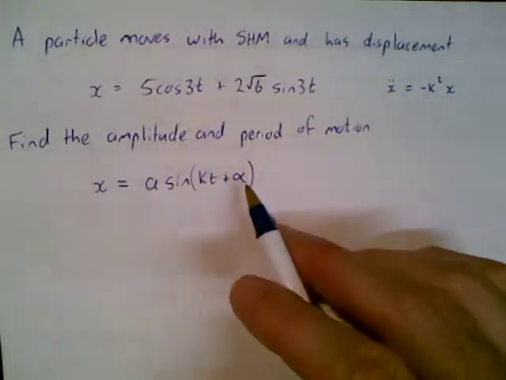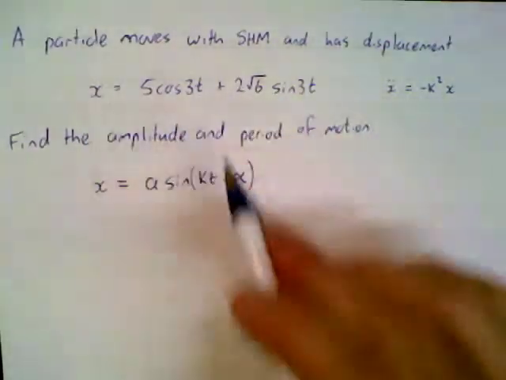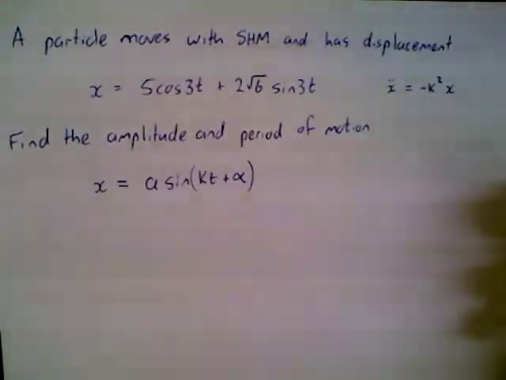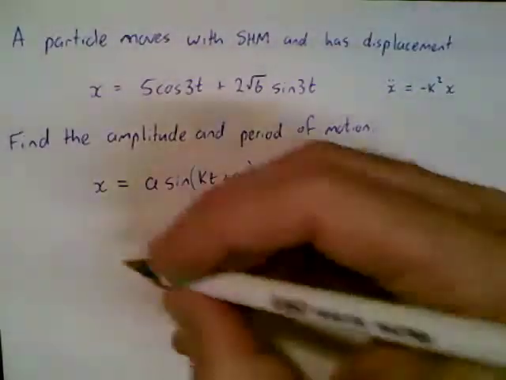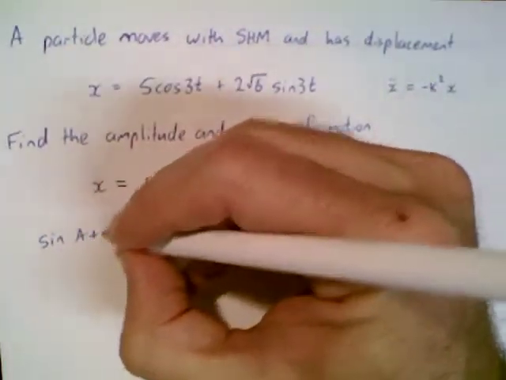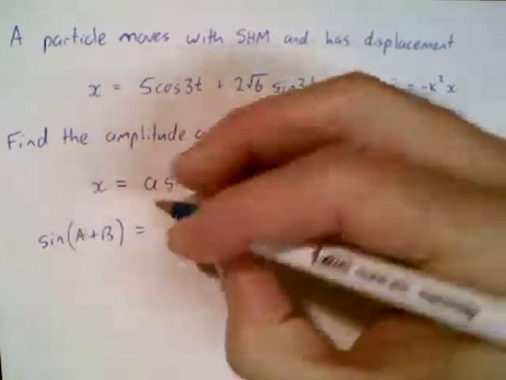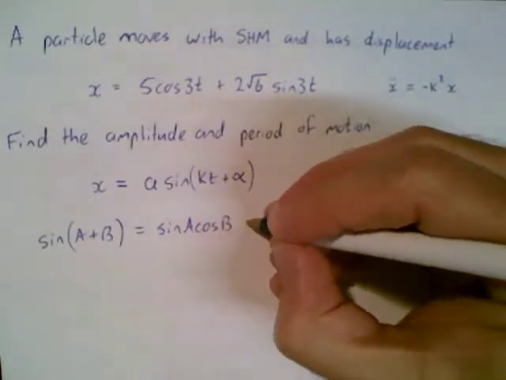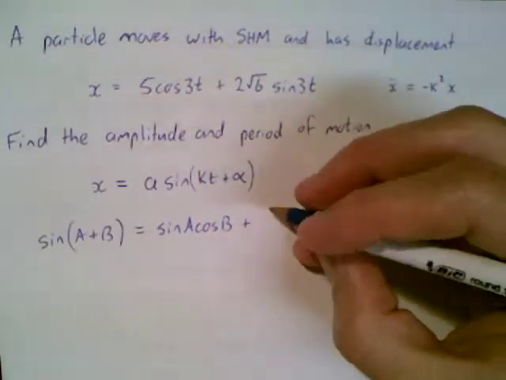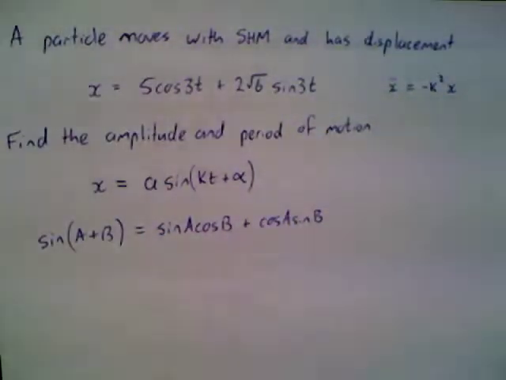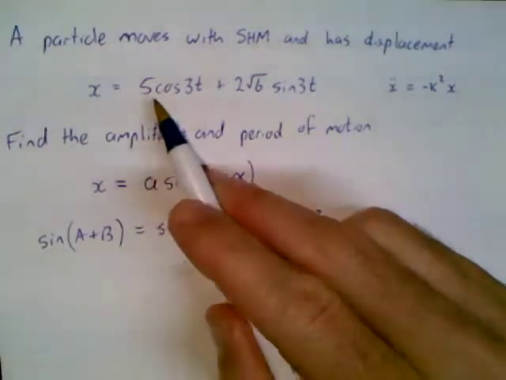Okay, but what we're trying to do at this stage is we just want to change this expression into one similar to this. Now, to do that, what we can do is use one of our trig identities. So I'll just write that out. Sine of a plus b is equal to sine a cos b plus cos a sine b.